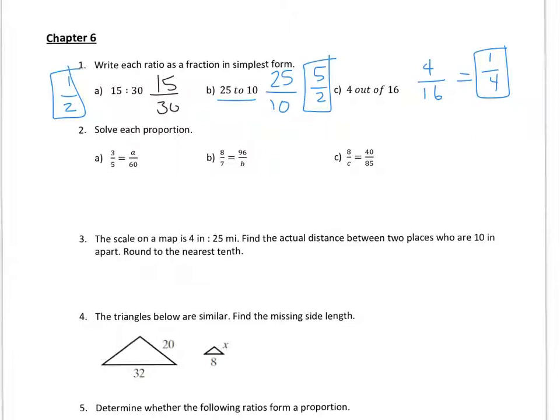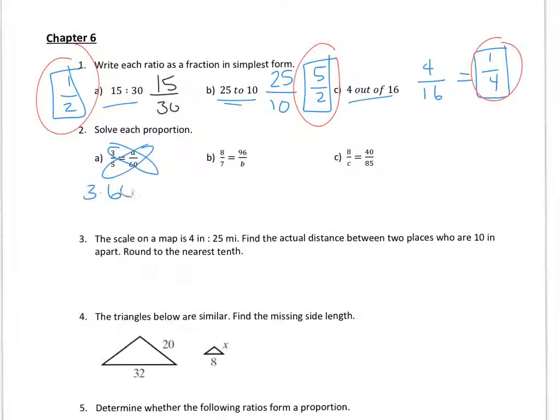So these are different ways of writing ratios. You can always write ratios as these fractions. And then number 2, solve each proportion. So to solve a proportion, you circle the diagonals and you multiply them.